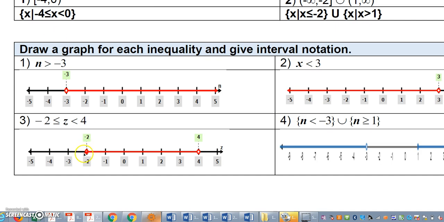So I had to take a quick break there and fill that in because that should be bubbled in right here where the negative 2 is because of the greater than or equal to. And then the 4 is not bubbled in. So you shade everything between negative 2 and 4, and you bubble in the negative 2, but you don't bubble in the 4.